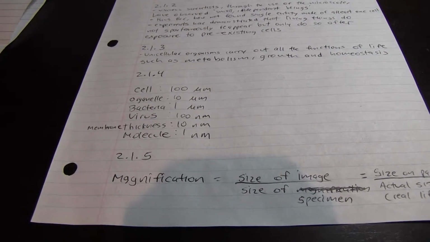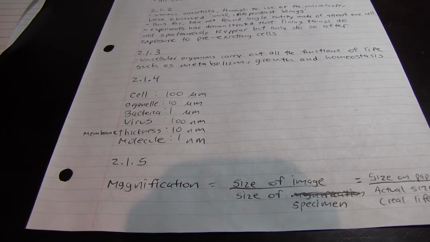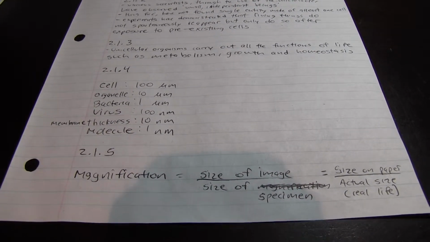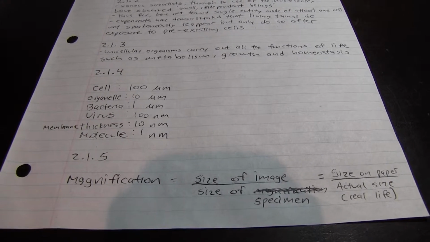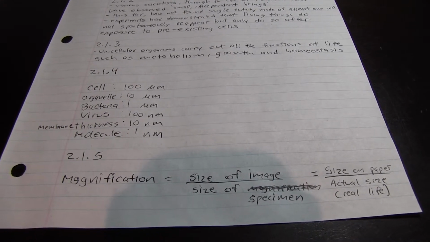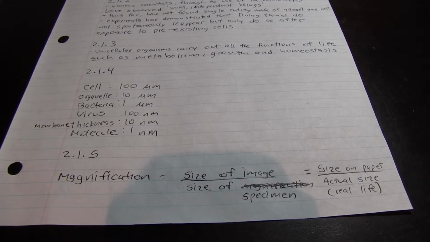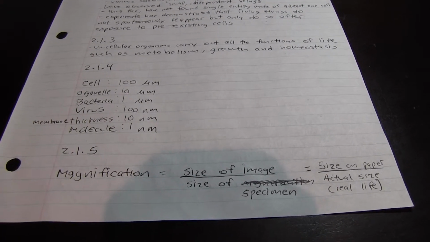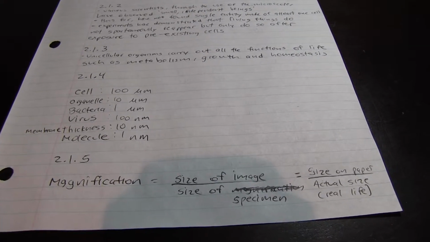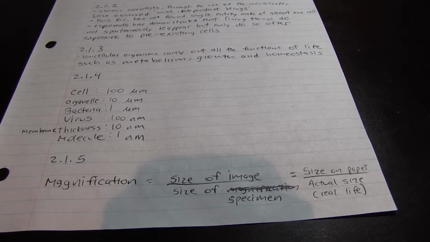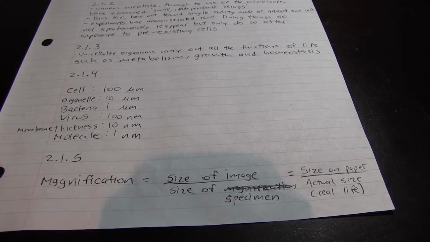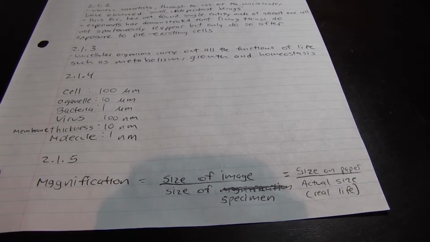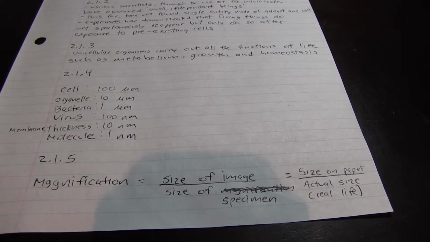For 2.1.5, it just says basically explain how to calculate the linear magnification. I think all you really need to know here is the formula for it, which is magnification equals size of image over size of specimen. So what does that mean? Basically, when you look through a microscope, you're going to have an image and you're going to have a magnified image. So if you're looking at a planaria, it's going to be the size of a big version of a planaria. So you're going to measure that with a ruler.